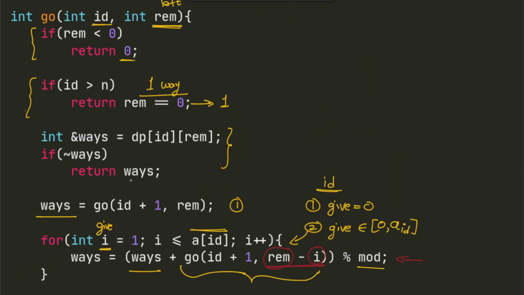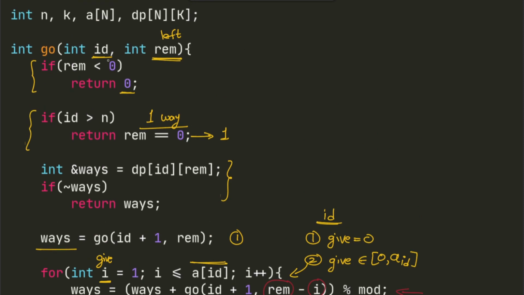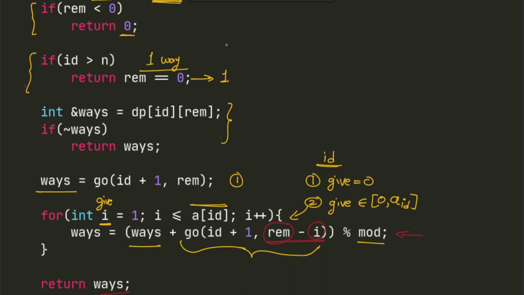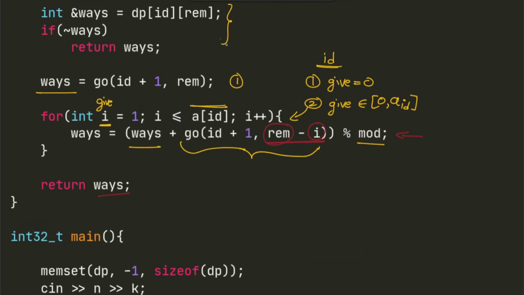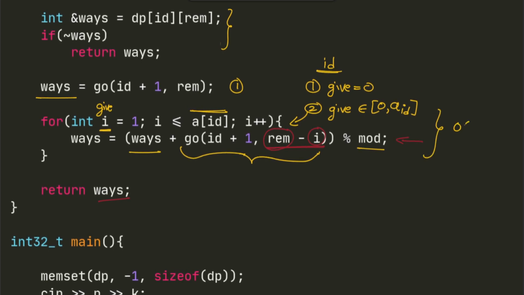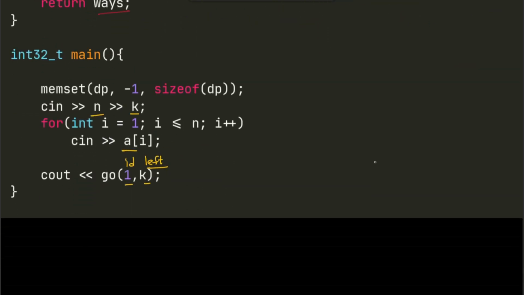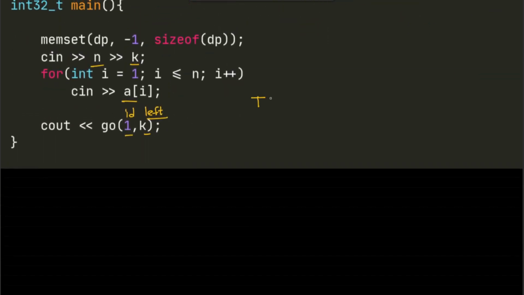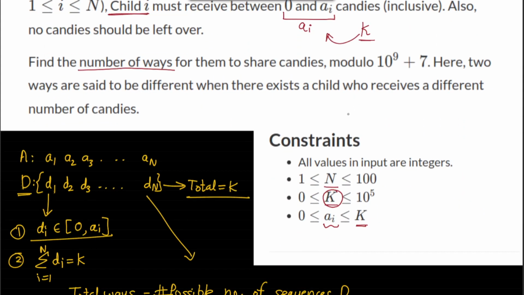The time complexity for this would be order n values for id, order k values for the number of candies, the second state, and this for loop is again order k, because order a of i is bounded by order k. Hence in total this will be an order n k square time complexity solution, which is not acceptable because the constraints are very large and we need to find a better solution for this.